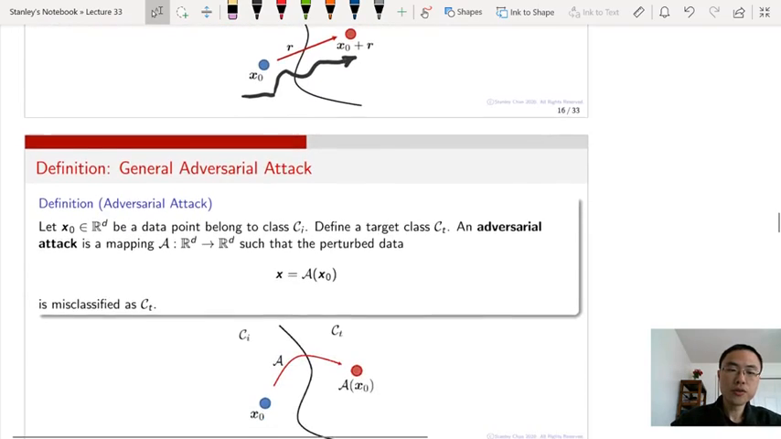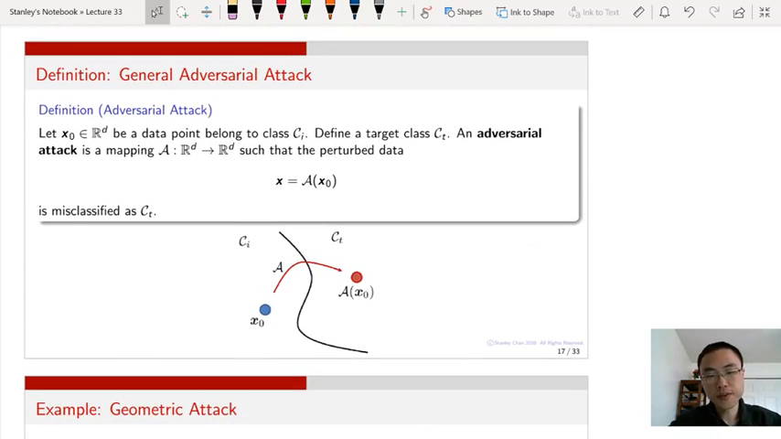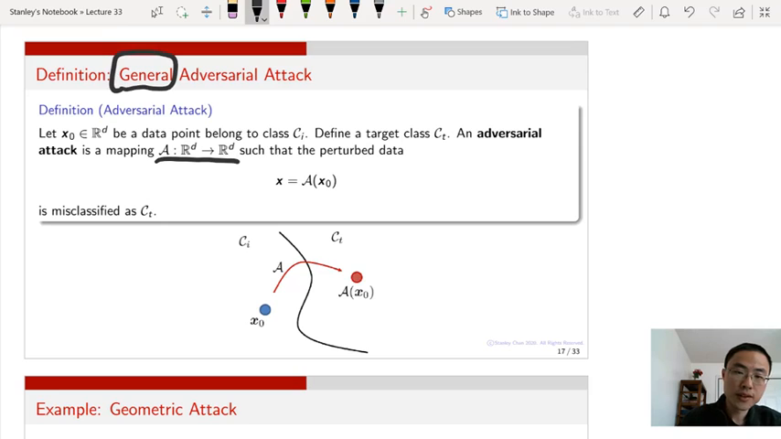However, I also want to bring your attention to a type of attack that is more general, that is not necessarily an additive type of attack. This is what I call a general adversarial attack. Now, what is a general adversarial attack? Instead of just using an addition of a vector r, I'm going to define a mapping A from R^d to R^d. So here, if you look at this equation, I have x equals A of x0.